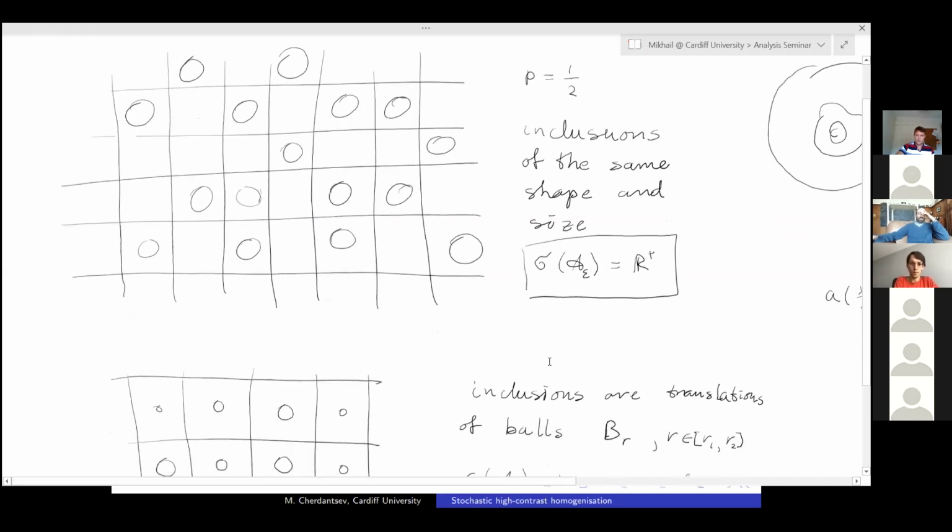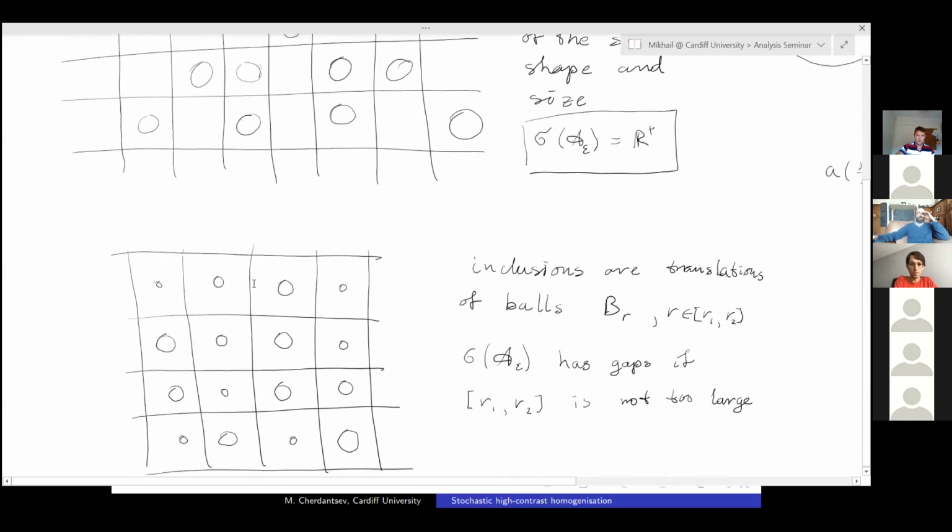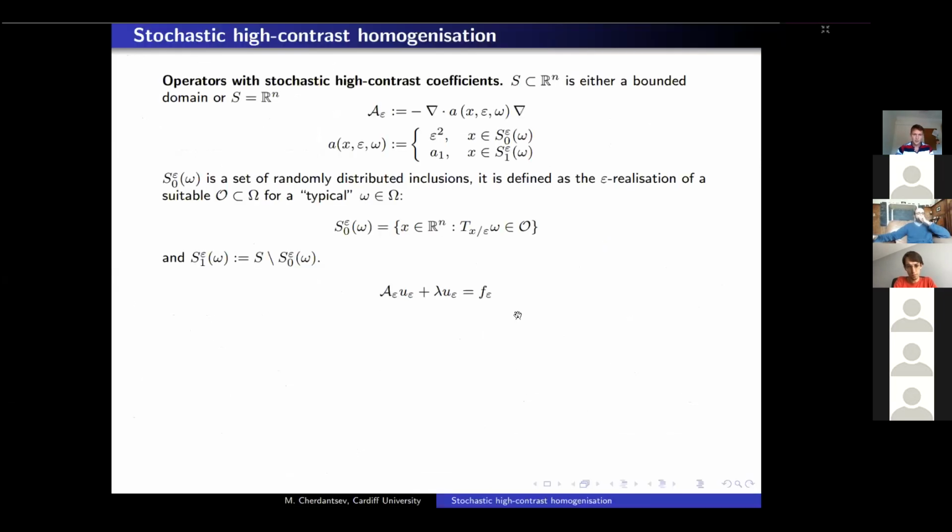Another model example is that, again, you have a periodic lattice, and now you place an inclusion in each cell, but you let the size of the inclusion vary. For example, you can take balls of radius r, where r takes values in some interval, and r is chosen randomly here. Okay, let us go back to the presentation.